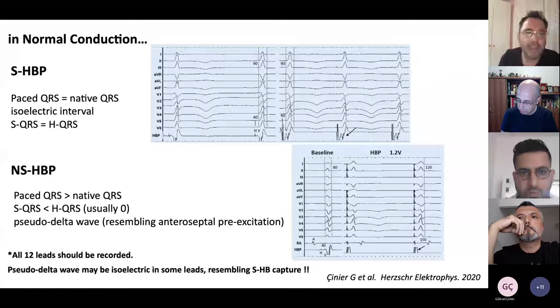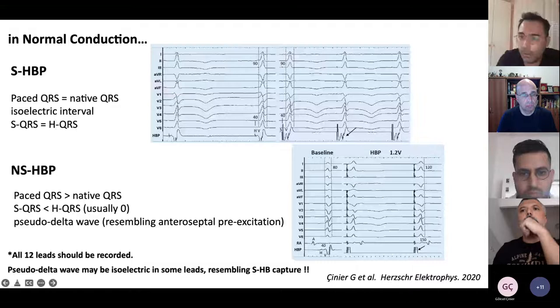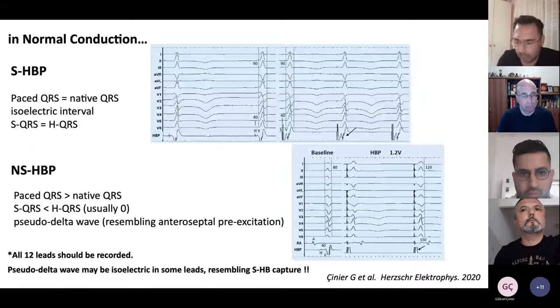We have an isoelectric interval from the spike to the onset of the QRS, and the spike-to-QRS interval is equal to the intrinsic His-to-QRS interval. On the other hand, when we have non-selective His bundle pacing, the paced QRS is longer than the native QRS. The stimulus to onset of QRS is usually zero, so we have a pseudo delta wave resembling preexcitation.